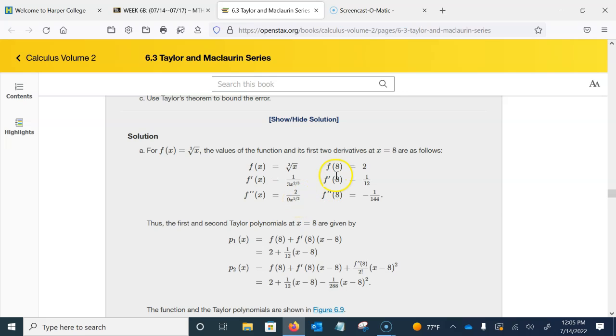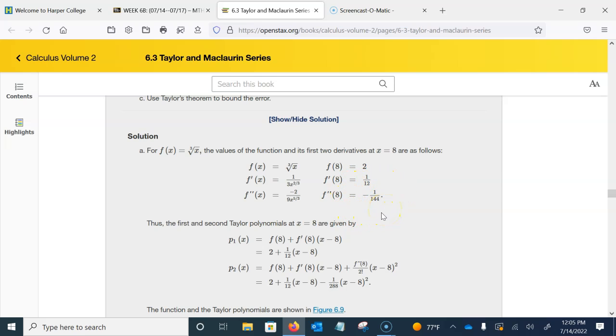Okay, so notice f at 8 is 2. F prime at 8, right? You put an 8 down here, the cube root of 8 is 2, 2 squared is 4, 4 times 3 is 12, that's where they get the 12. F double prime at 8, right? The cube root of 8 is 2, 2 to the 5th power is 32, and then I have a 2 on the numerator, so I'm going to have 1/16, and then 9 times 16 is 144, so I'm going to have a minus 1/144. That's f double prime at 8.